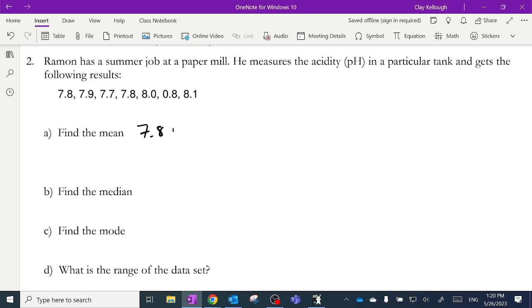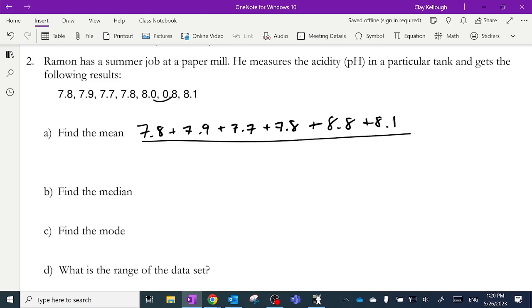So here we go. 7.8 plus 7.9 plus 7.7 plus 7.8 plus, I'm just going to combine those two numbers, 8.8 plus 8.1. And then I'm going to divide all of that by 1, 2, 3, 4, 5, 6, 7 pieces of data. I'll save you the trouble of the calculation. You should get 6.86 repeating, I think is the way it turns out. So I'll round it to two places. It'd be 6.87.